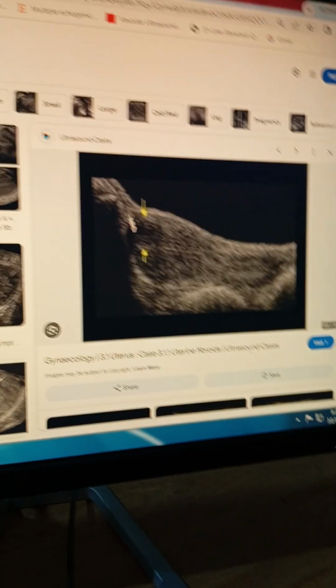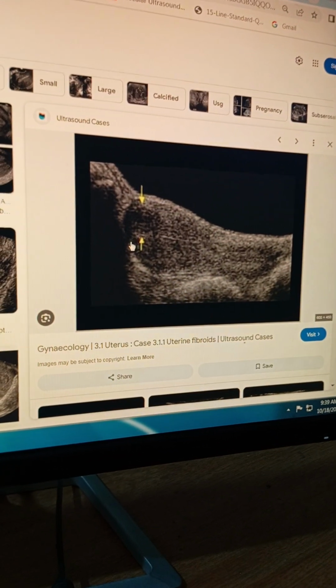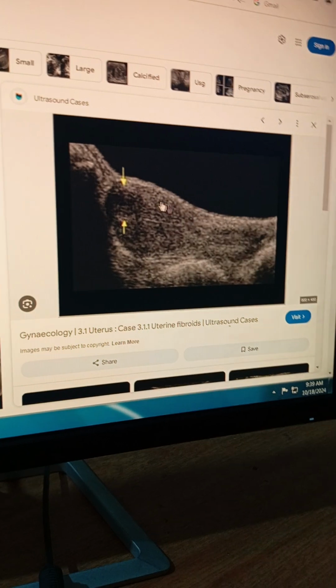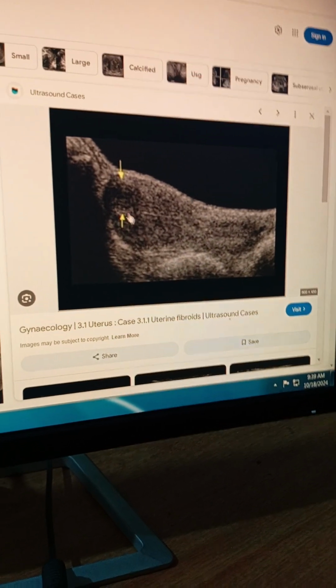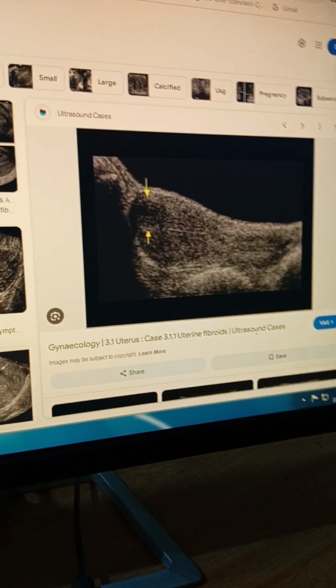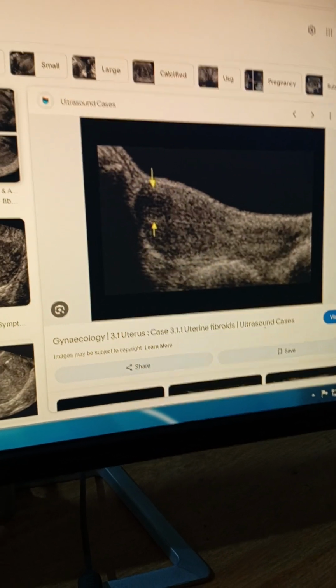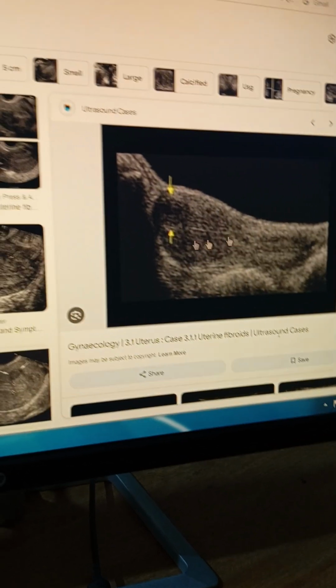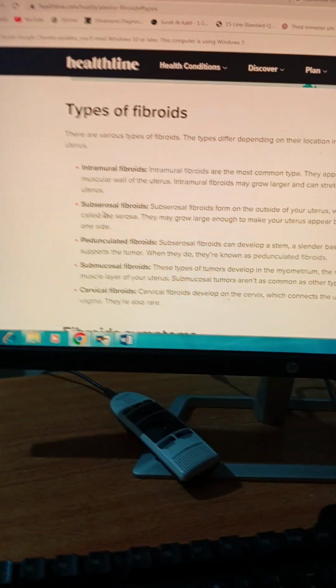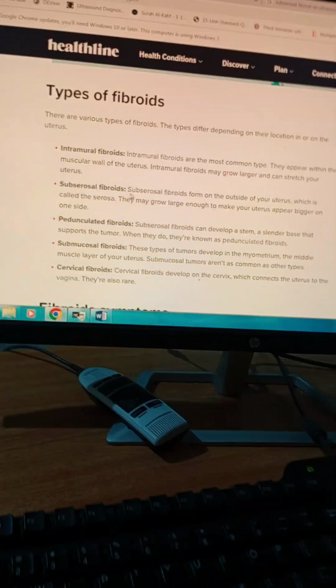They can be on the fundus. Here is the fundus of the uterus. They can grow on the fundus, on the anterior or on the posterior wall of the uterus. The patient most probably could be asymptomatic. The patient may not complain about any pain, any irregularity of periods, or any heavy bleeding.